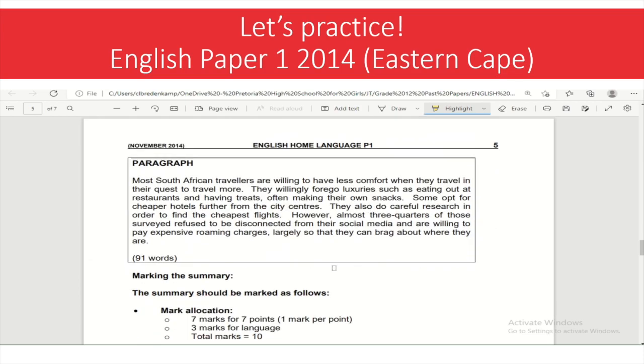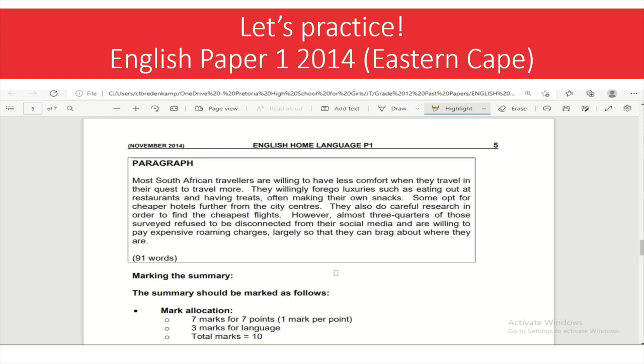Then usually a paragraph is provided for everyone, for the markers to see an example. Of course, no one is going to write this paragraph exactly how it is in the memo, but let's have a look. Most South African travelers are willing to have less comfort when they travel in their quest to travel more. They willingly forego luxuries such as eating out at restaurants and having treats, often making their own snacks. Some opt for cheaper hotels further from the city centres. They also do careful research in order to find the cheapest flights. However, almost 3/4 of those surveyed refuse to be disconnected from their social media and are willing to pay expensive roaming charges, largely so that they can brag about where they are. And over there we have 91 words as the word count.